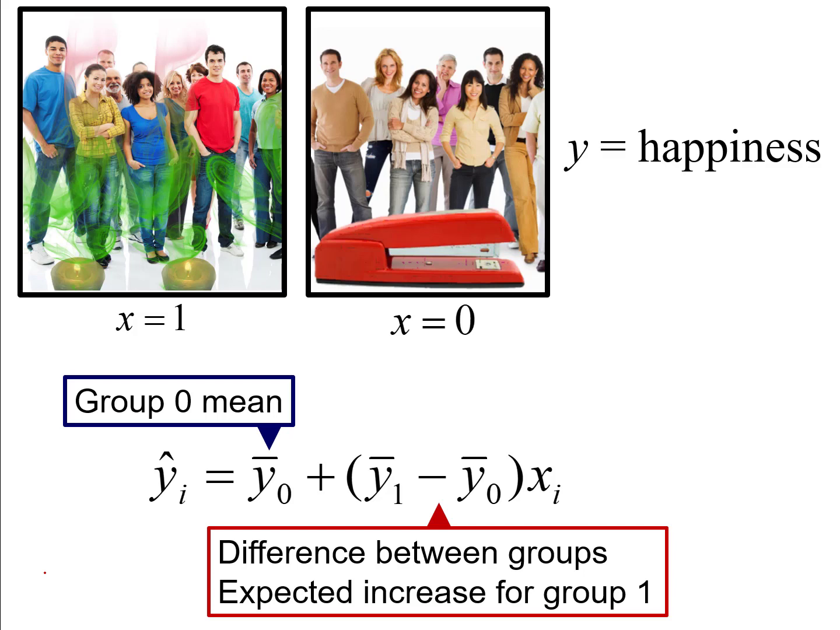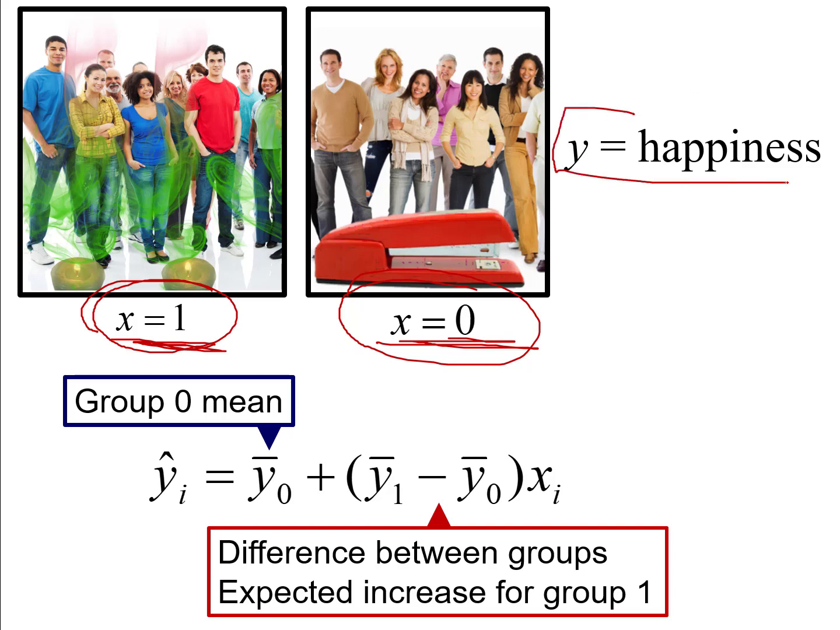So if we go back to that unit on simple contrasts, if we have two groups, our treatment group gets that happy green gas aromatherapy, our control group gets nothing, they just watch a red stapler, and we have this x variable, which is assigned a value of 1 if you're in the treatment group, assigned a value of 0 if you're in the control group, and the outcome variable is variable y, which is levels of happiness.